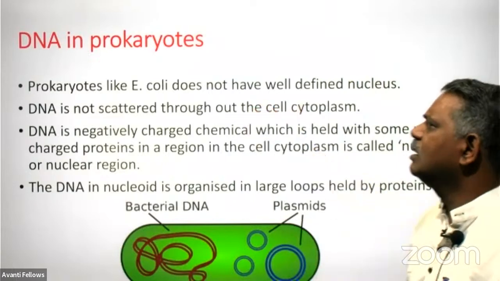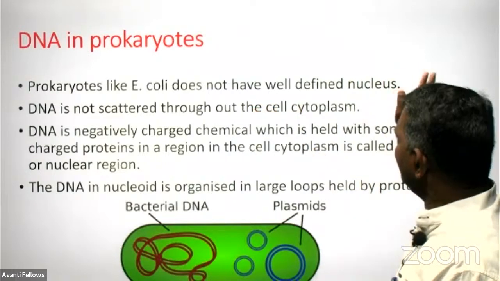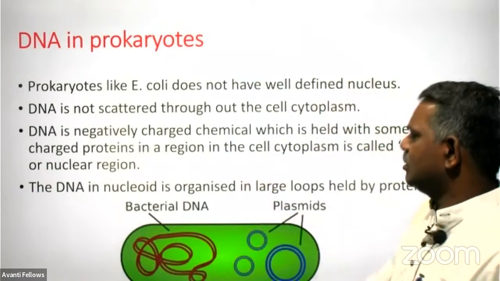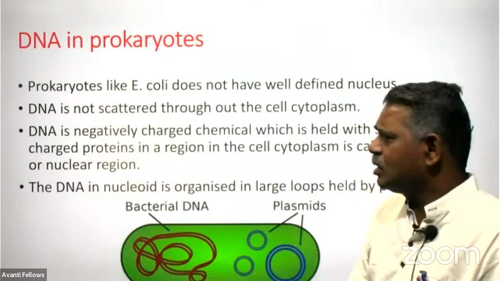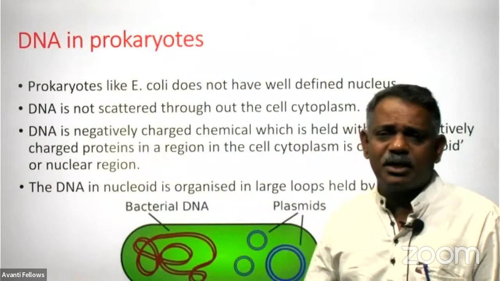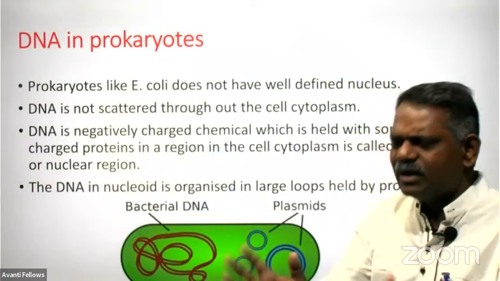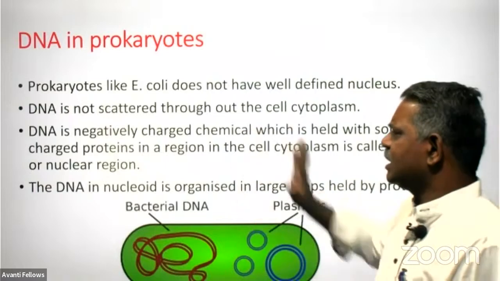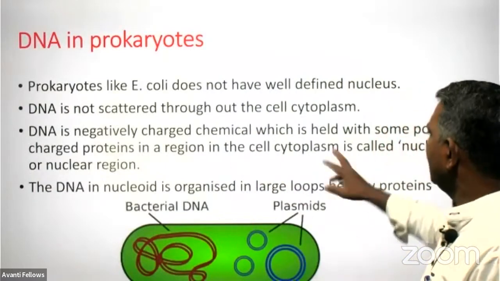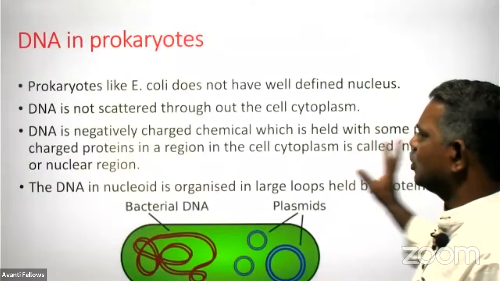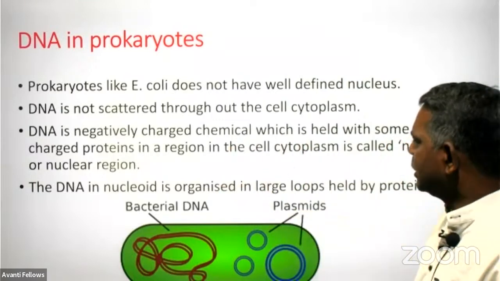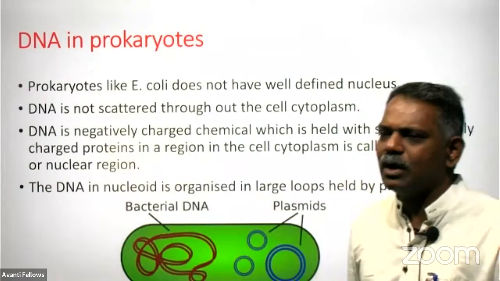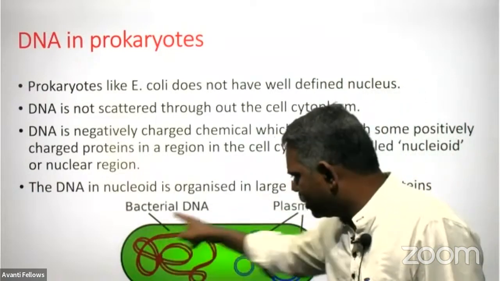So E. coli does not have a well-defined nucleus. But the DNA is not scattered throughout the cell cytoplasm. It doesn't mean that there is no nucleus and it is spread everywhere in the cytoplasm. Not like that. It is concentrated in a particular area. This DNA is a negatively charged chemical, and it is held with some positively charged protein in a region of the cell cytoplasm, and that only we call the nucleoid or the nuclear region.